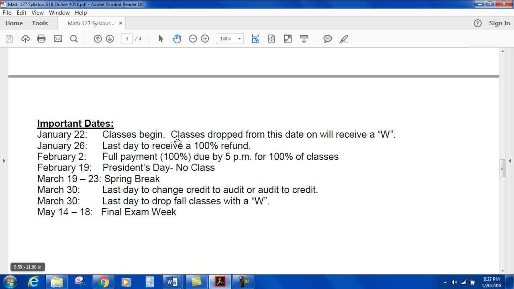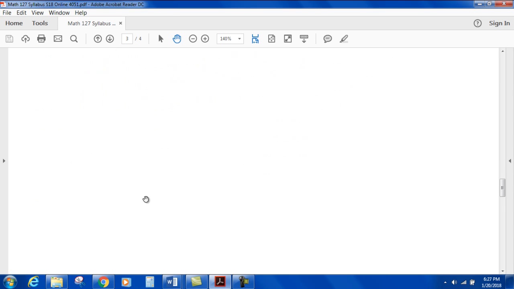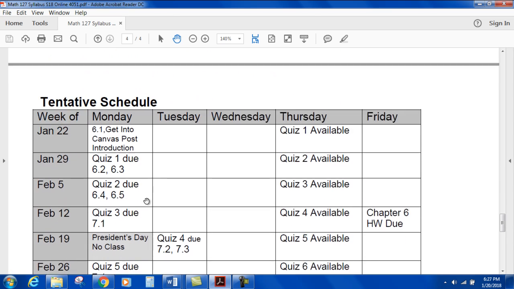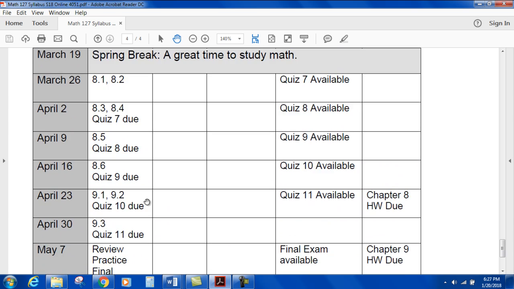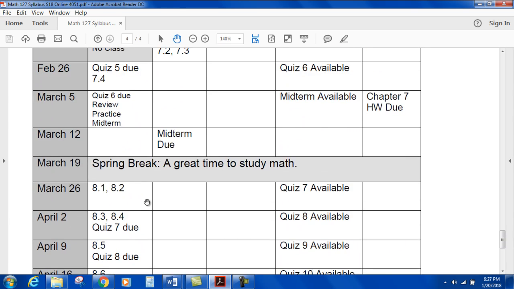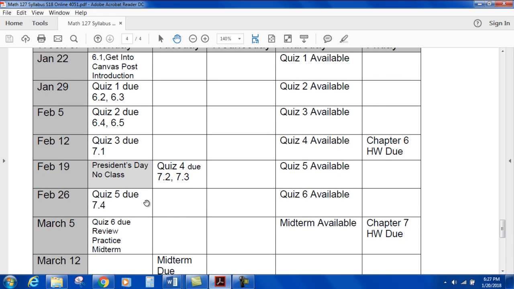Here's a list of important dates. It should be pretty accurate. And down here is our schedule. So if you were in my class last semester, you'll recall that we were going at a pretty brisk pace. We covered a lot of material, and the first, I'd almost say a third of the course was, in my opinion, review of Math 96. There is no review here, and we get right into Chapter 6, but it's a much slower pace.